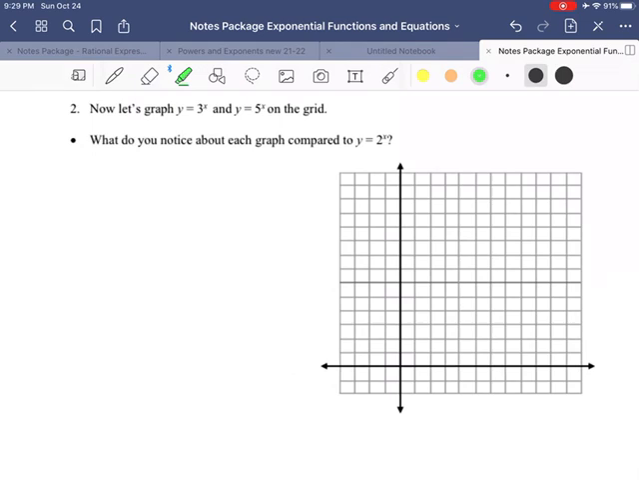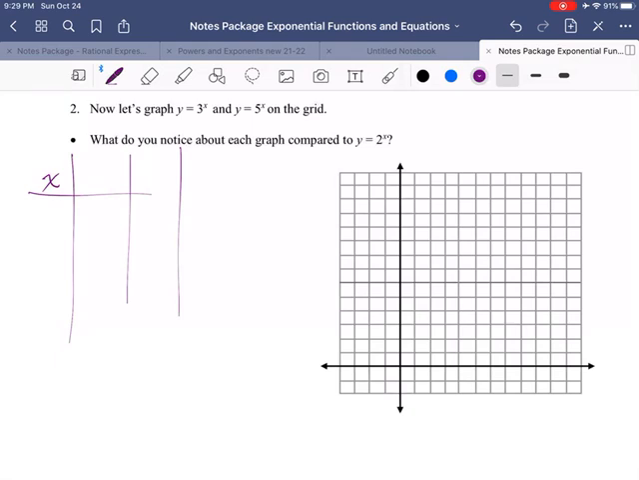Let's graph y equals 3 to the x and y equals 5 to the x on the same grid. So if you have technology, you can use it. If you do not, you need to pause the video and do a little chart and come up with some values. So my hint for you is to pick some x values and find the y values. Probably x values of like 3, 2, 1, 0, negative 1, negative 2, and then you've got two functions. So 3 exponent x and 5 exponent x.